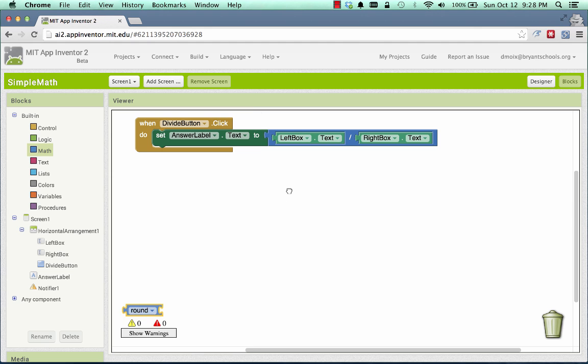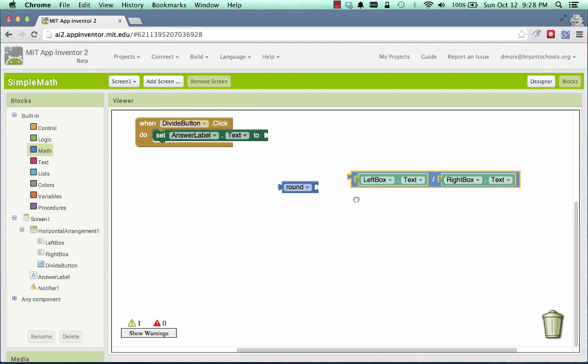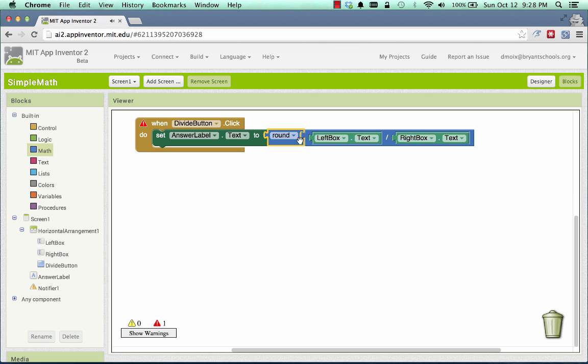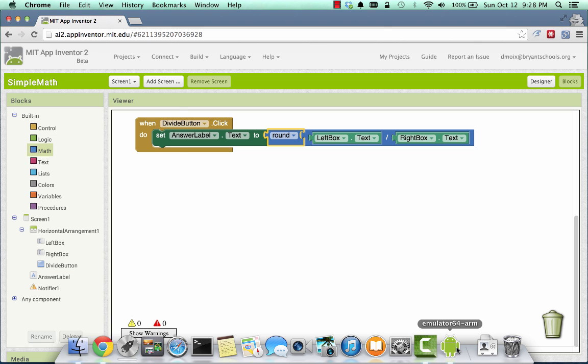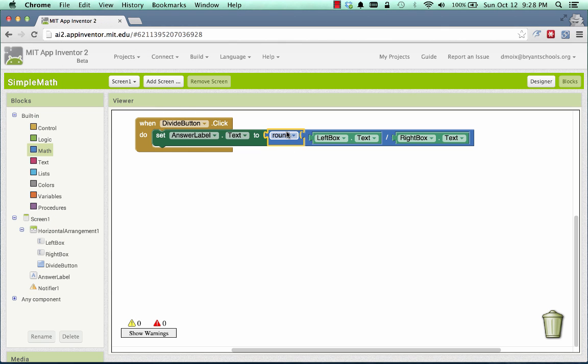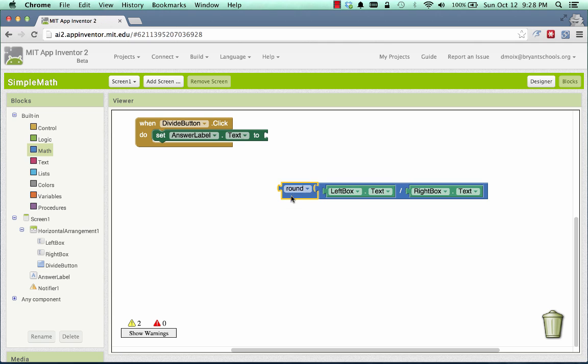And I just pull out a round block, and I plug the answer into the round block, and that lops off all the decimal places, rounding me up or down as necessary. In my emulator, 22 divided by 7 rounded is 3. But what if I wanted it to one decimal place? Round has no way for me to specify that.